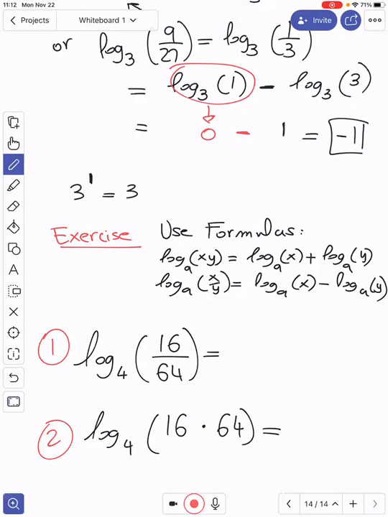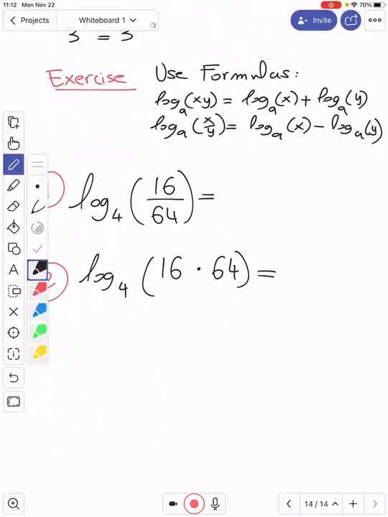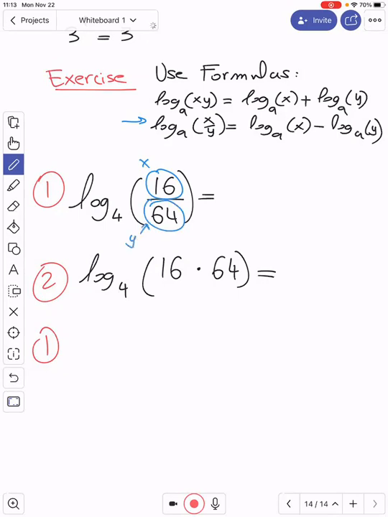Yes, so for number 1, it's log of 16 over 64. The formula we need to apply here would be the second one, x over y. The 16 will be your x, and the 64 will be your y. So this is log in base 4 of 16 over 64.